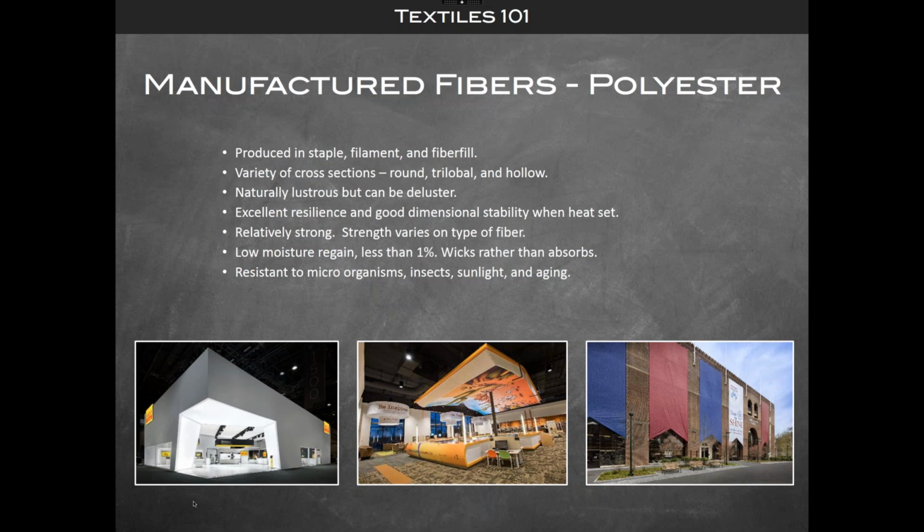It's relatively strong, but the strength depends on how the fiber is made, the size of it and the cross section. Polyester has a very low moisture regain. It's less than 1%, and it wicks moisture rather than absorbing it. And polyester is also resistant to microorganisms, insects, sunlight, and aging.